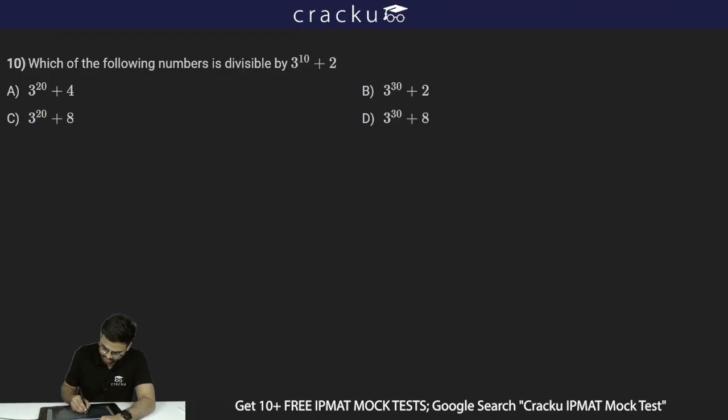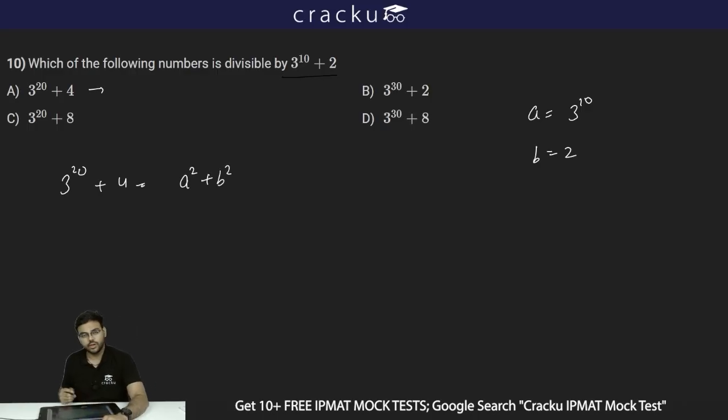Which of the following numbers is divisible by 3 to the power 10 plus 2? So what I'll do, I'll assume a is equal to 3 to the power 10 and b is equal to 2. Now the first number is 3 to the power 20 plus 4, which I can write as a square plus b square. Now, is a square plus b square divisible by a plus b? This 3 to the power 10 plus 2 is a plus b, and 3 to the power 20 plus 4 is a square plus b square.